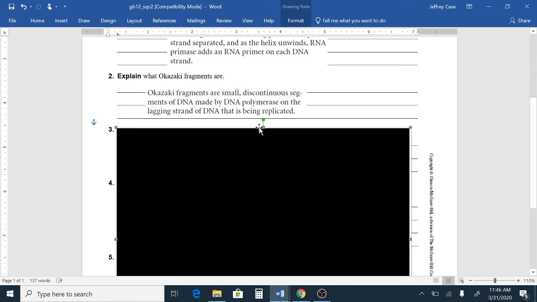Number 2, explain what Okazaki fragments are. Okazaki fragments are small, discontinuous segments of DNA made by DNA polymerase on the lagging strand of DNA that is being replicated.